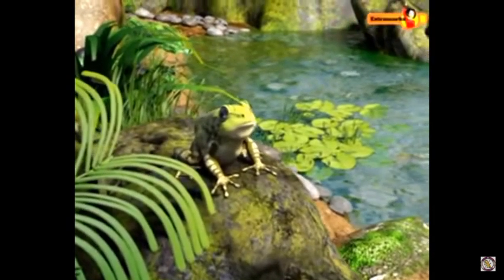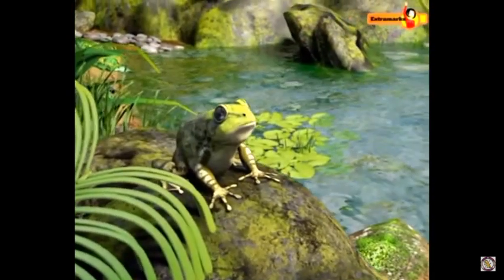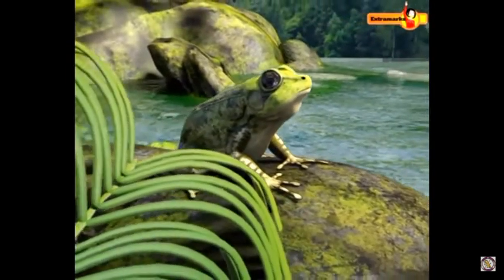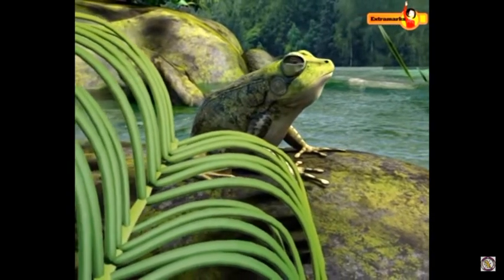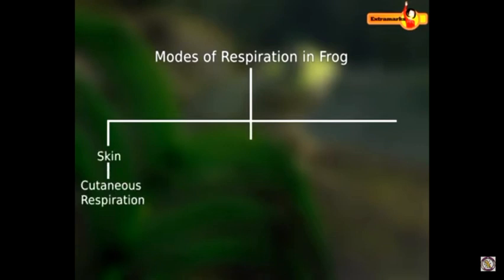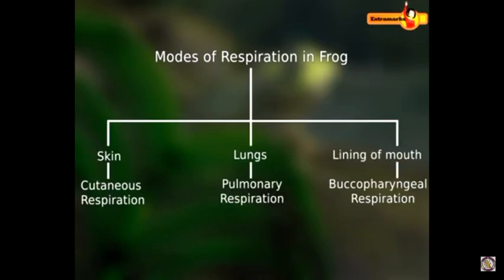A frog is able to exchange oxygen and carbon dioxide through its skin, and that is called cutaneous respiration. When it does that through lungs, it is called pulmonary respiration, and through the lining of the mouth or buccal cavity, it is called buccopharyngeal respiration.